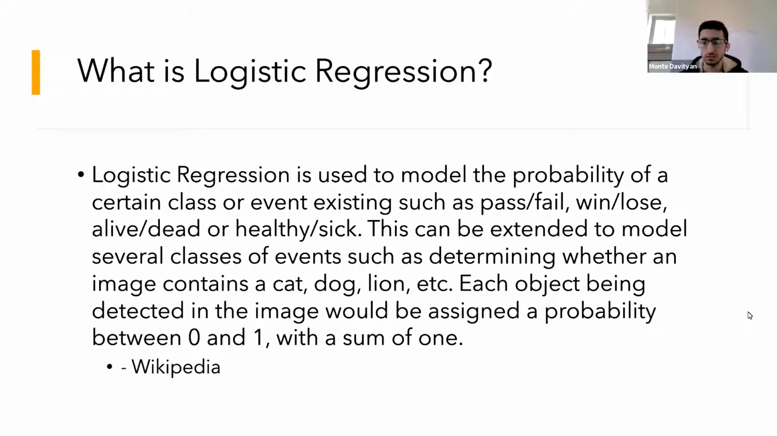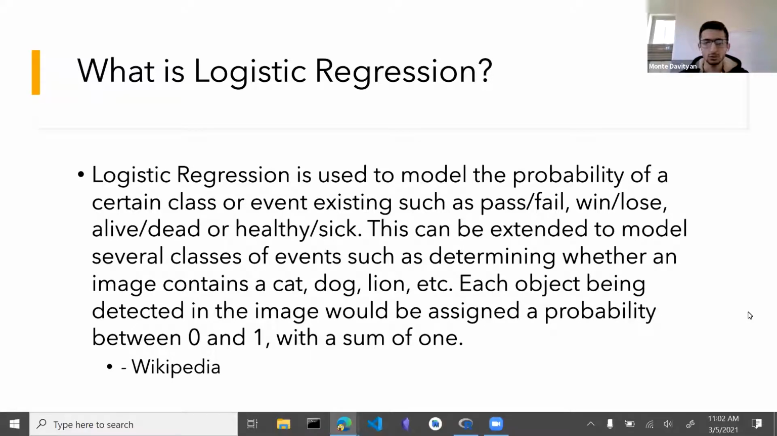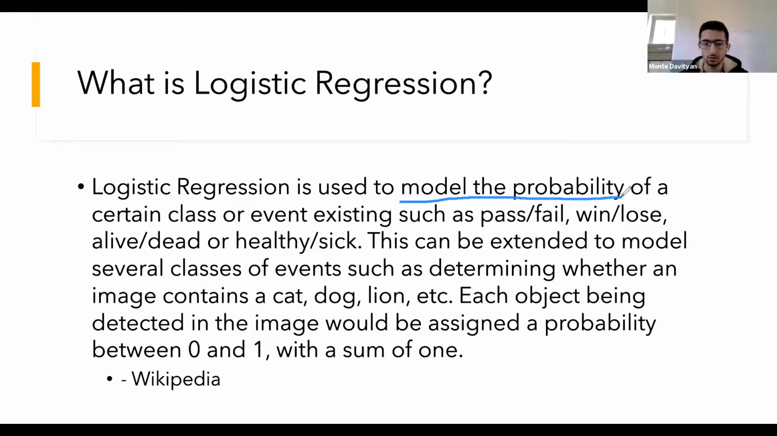So what exactly is logistic regression? It's used to model the probability of a certain class or event existing, such as pass fail, win lose, alive dead, healthy sick, etc. These are just examples. If you think about our data set, the Titanic data set, we want to predict if people survived or not. This is exactly what we want, right? Alive or dead.